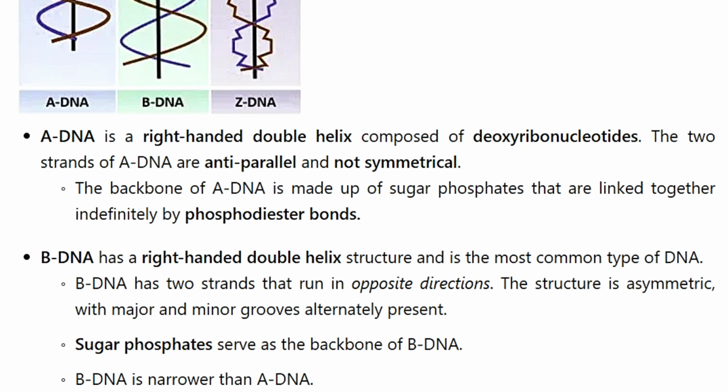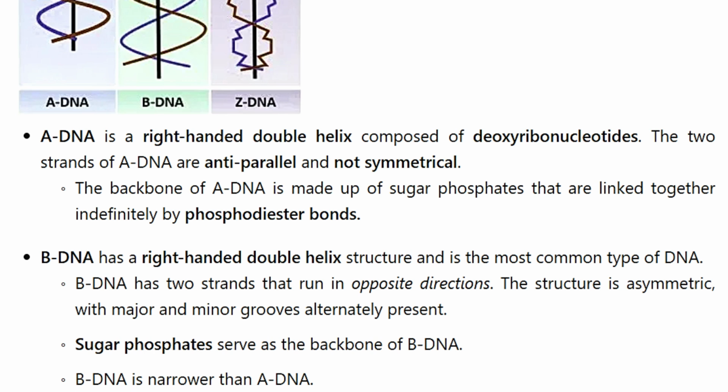aDNA is a right-handed double helix composed of deoxyribonucleotides. The 2 strands of aDNA are antiparallel and not symmetrical. The backbone of aDNA is made up of sugar phosphates that are linked together indefinitely by phosphodiester bonds.